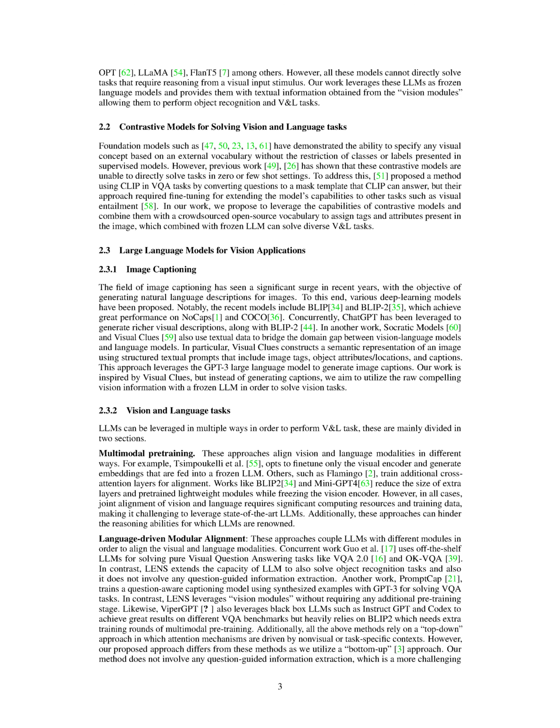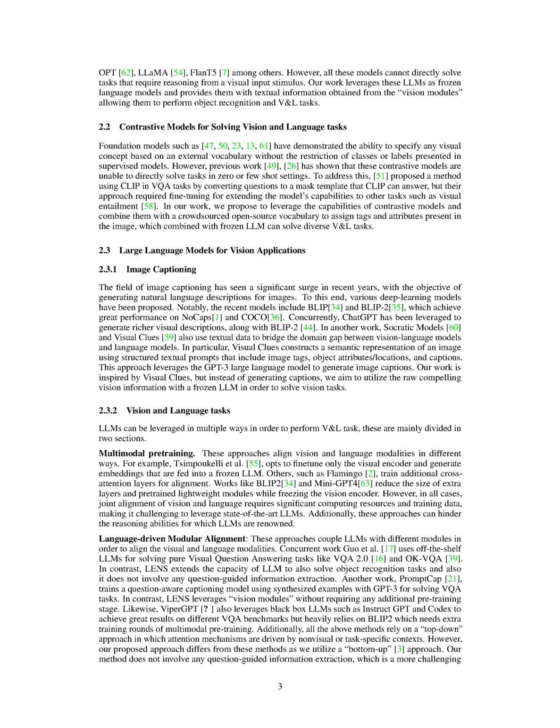The second category is language-driven modular alignment. This approach interlinks LLMs with different modules to bridge the gap between visual and linguistic data. Simultaneous research utilizes ready-to-use LLMs to tackle purely visual question answering tasks, such as VQA 2.0 and OKVQA. In contrast, Lens expands the capabilities of LLMs to also address object recognition tasks, without needing any question-guided information extraction. A different research piece, PromptCap, designs a question-aware captioning model, trained with synthetic examples using GPT-3, to tackle VQA tasks. Meanwhile, Lens employs vision modules, eliminating the need for any additional pre-training stage.